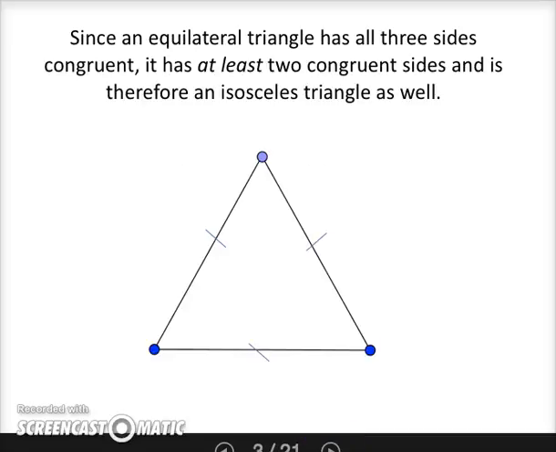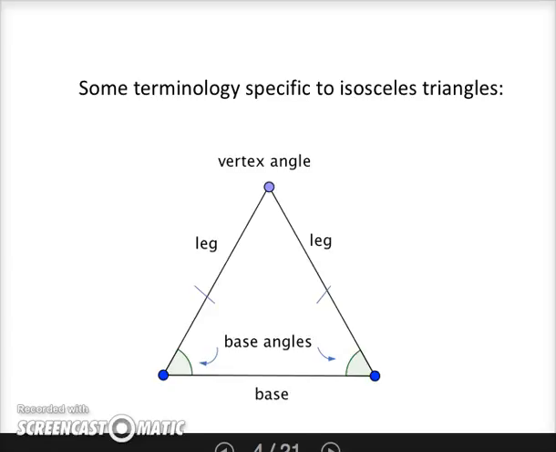Well, since an equilateral triangle has all three sides congruent, then it has at least two congruent sides, and is therefore an isosceles triangle as well. Here's some terminology that's specific to isosceles triangles. Suppose we have two sides congruent to each other, and that's what makes it an isosceles triangle. Those two sides that are congruent are called the two legs.